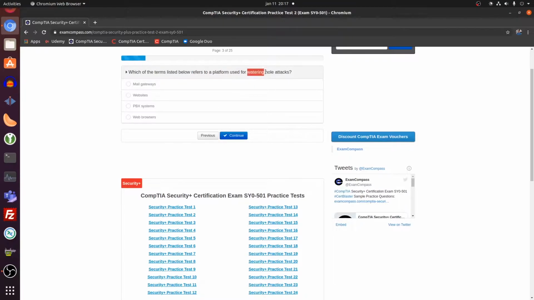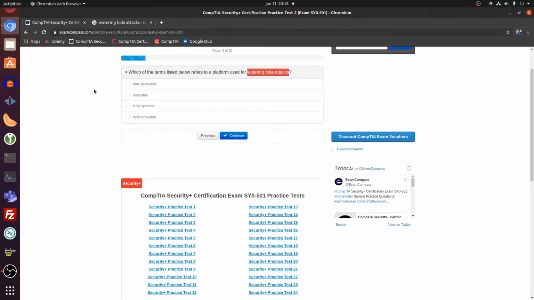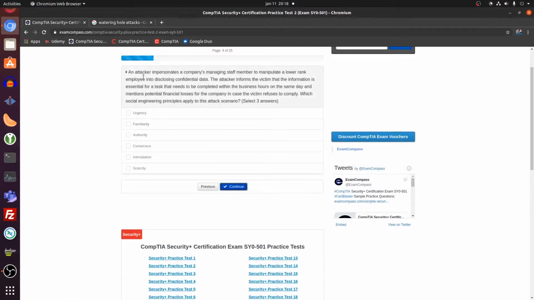What's a watering hole? I have to check real quick. Okay, an attack strategy in which an attacker observes which websites an organization uses frequently and then infects those with malware. Okay, so that definitely has to do with websites. I was cheating a little bit, but I had no idea what watering hole attacks are. So websites.